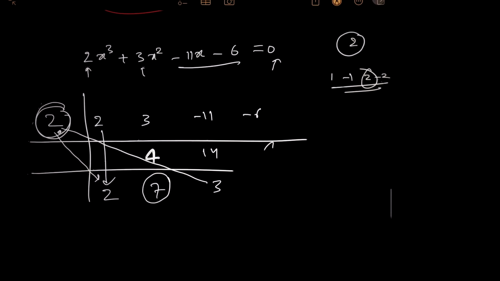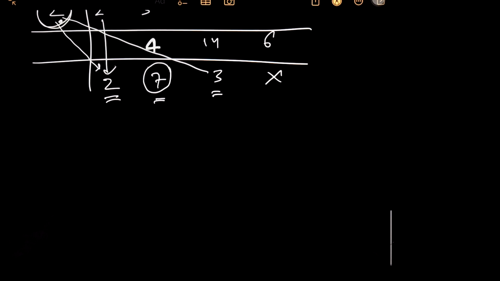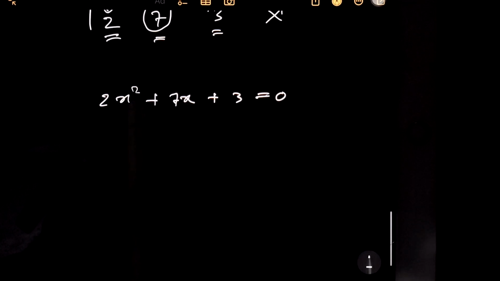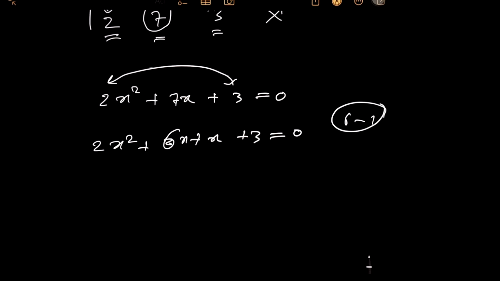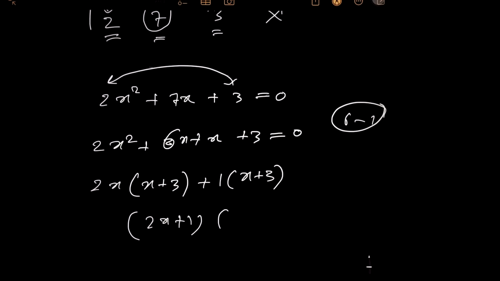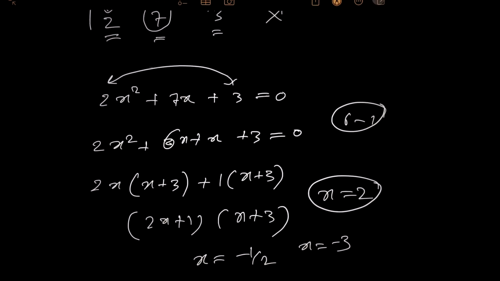Right? So whatever we got, this 2, this 7 and this 3, you arrange like this: 2x square plus 7x plus 3 is equal to 0. Now you solve this. Multiply 2 and 3, 6 will come, and you know how to solve a quadratic. So I will write 2x square plus 6x plus x plus 3, factorizing with 6 and 1. So take 2x common, x plus 3, then take 1 common, x plus 3. So (2x plus 1) and (x plus 3). So x is equal to -1 by 2, x is equal to -3, and x is equal to 2 from the beginning. We got all 3 roots.